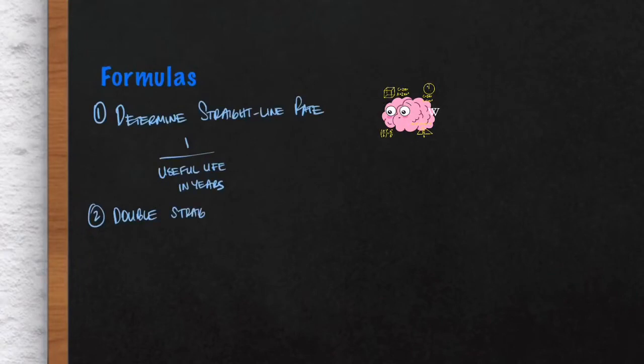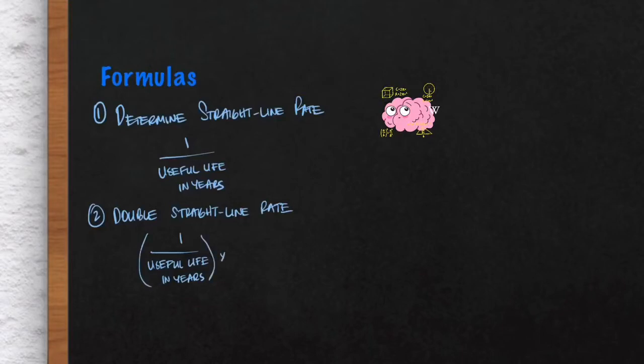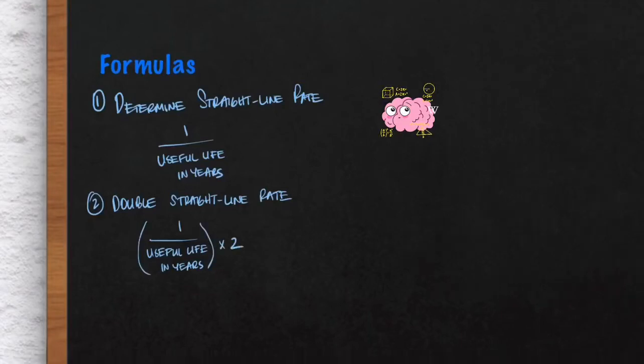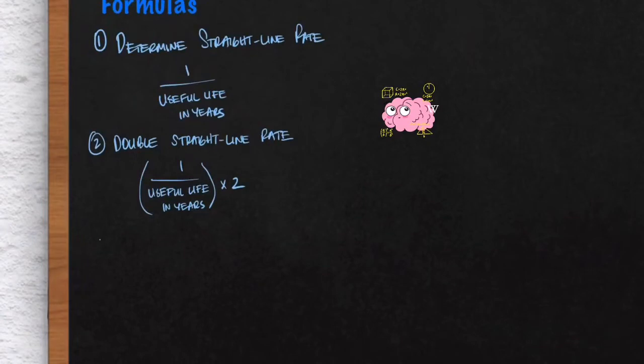For the second step, after you get step 1, you want to double the straight line rate and thus get the double declining balance rate. So you're going to go 1 over the useful life in years. As soon as you get that fraction, you're going to multiply that by 2. The third step is where we calculate the depreciation expense.